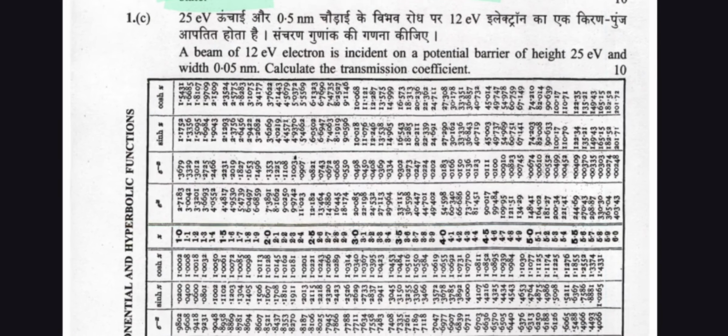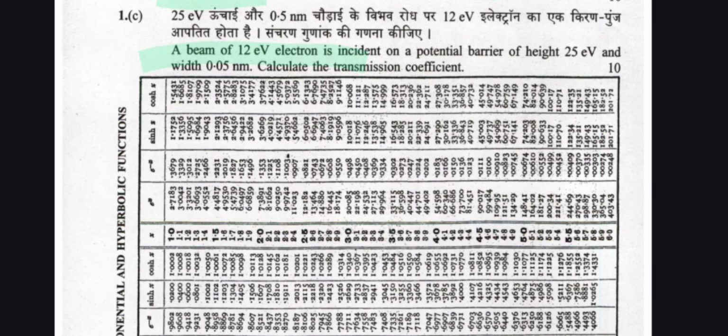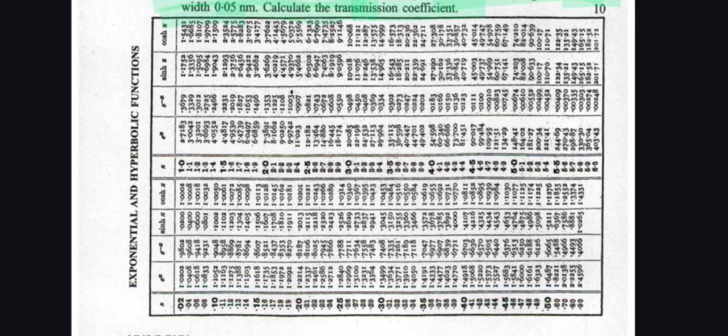And you can see this: a beam of 12 electron volt electrons is incident on a potential barrier of height 25 electron volt and width 0.05 nanometers. Calculate the transmission coefficient. So you have given that this is the given data, with exponential and hyperbolic functions.